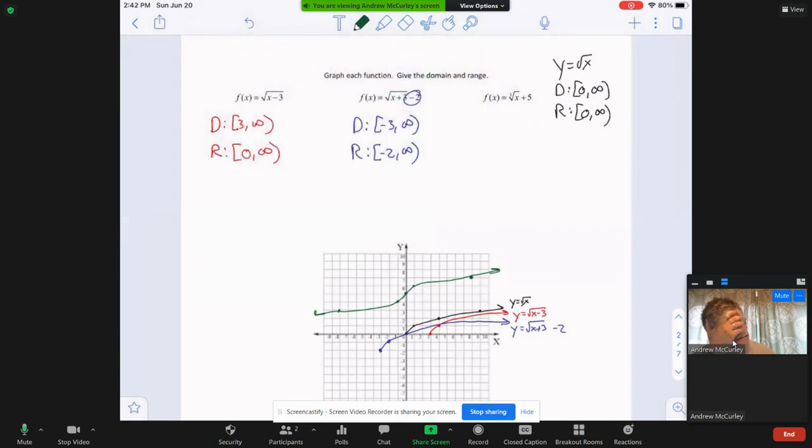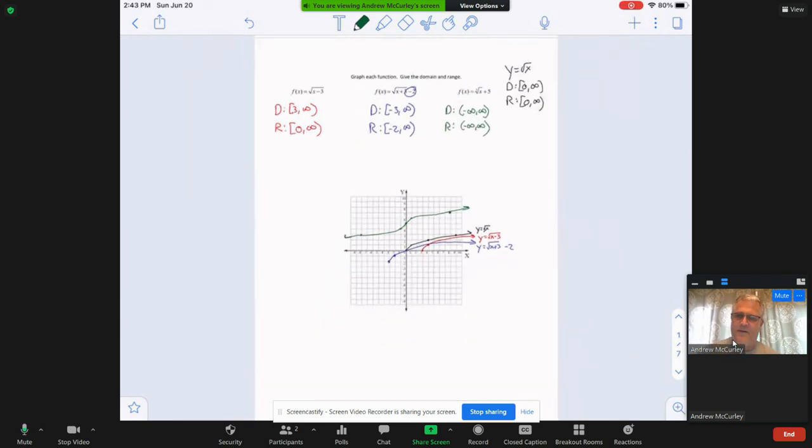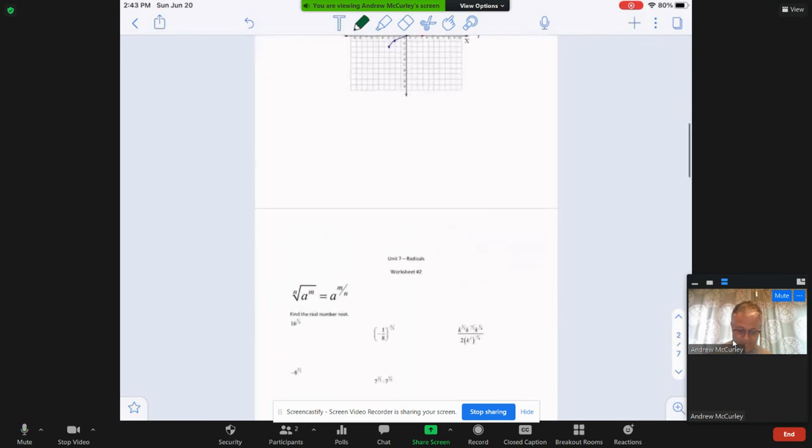The last one, the green one, the cube root, is going to go from negative infinity to infinity. The range is going to do the same. There's no domain that is a problem, and it's going to go up forever and down forever. All right, so that's just some of the ones that you might have to draw out for your homework. And that's really all that we had for worksheet 1.